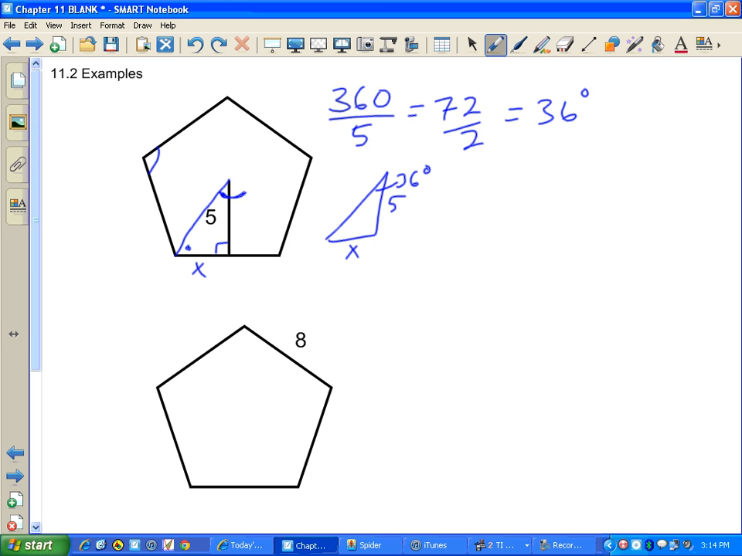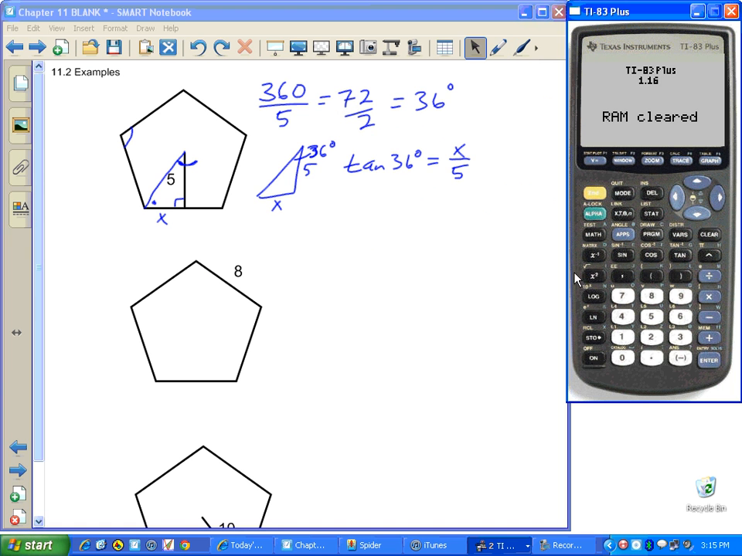This is 5. I'm looking for x. So if I use SOHCAHTOA, I can figure out what x is. I'm looking at this angle. I'm looking for the opposite side, and I know the adjacent side. So opposite, adjacent, that's tangent. So I'm going to take the tangent of 36 degrees, and that should equal x over 5.